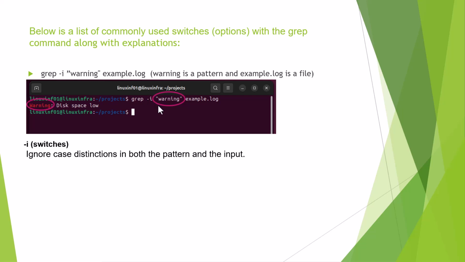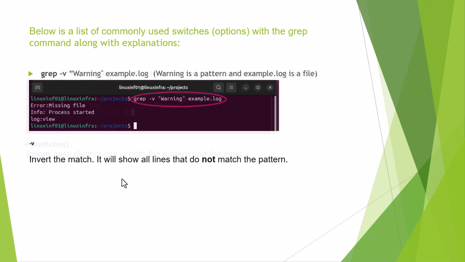So actually I'm trying to search with the warning keyword without case sensitivity. I wrote it with a small w, but in my file it is written as capital Warning. So this will ignore the case distinctions in both the pattern and the input. So you need to use the -i. This will help you search for the pattern without case sensitivity in a Linux based operating system.